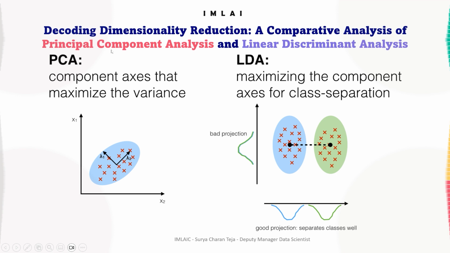So PCA, to put it in simple terms, finds component axes that maximize the variance, whereas LDA finds component axes that maximize class separation. So that's the difference between PCA and LDA.